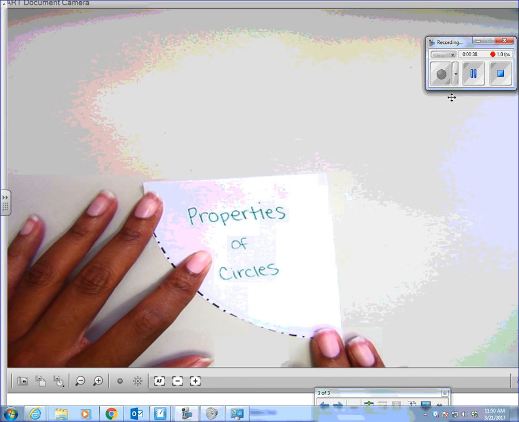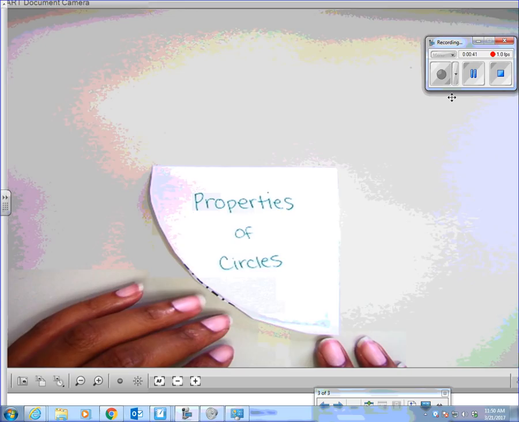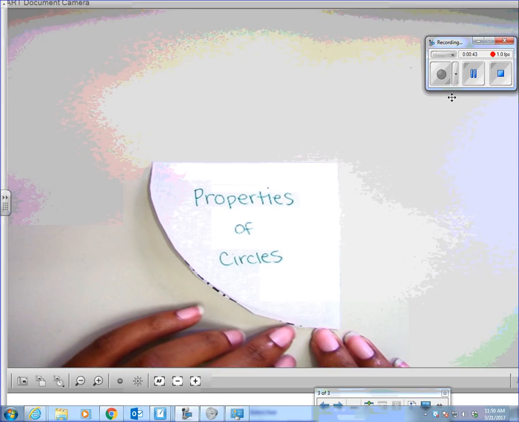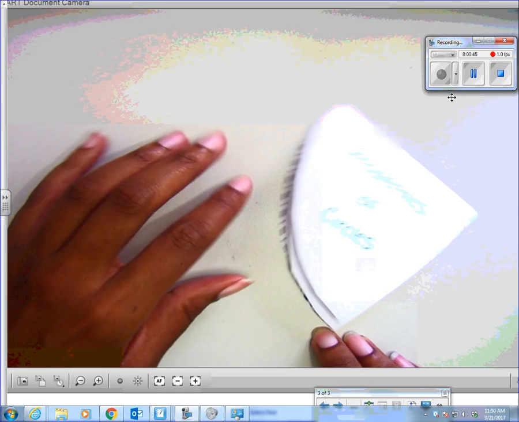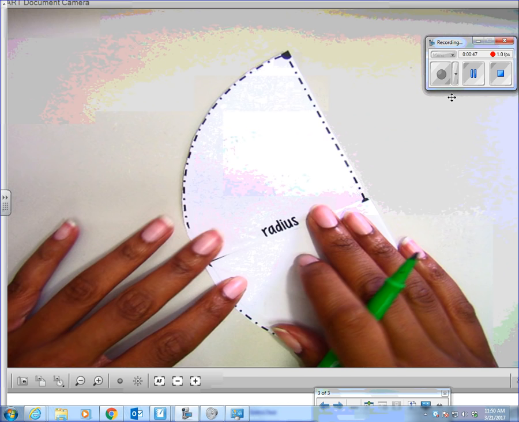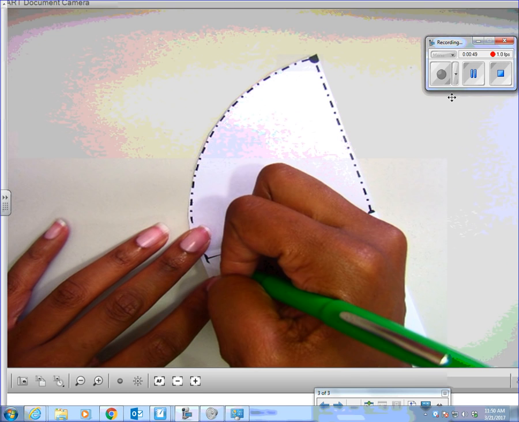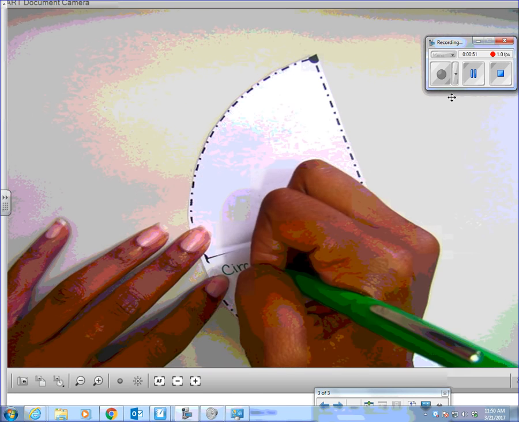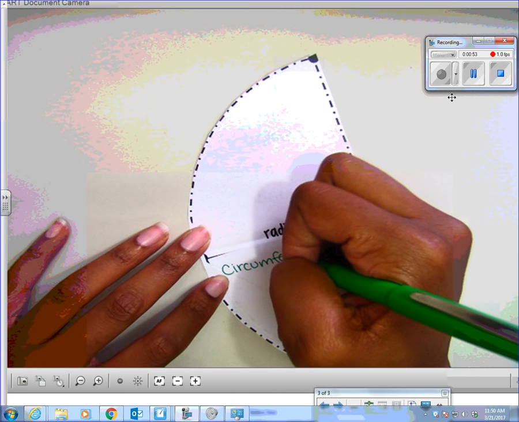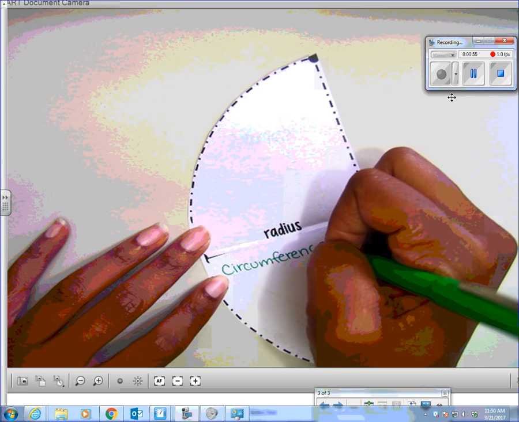Okay. So this is just going to be a little intro. Most of this should be review. So from properties of circles, the first thing I want you to make sure you know is the formula for circumference of a circle. Remember, circumference is going around the edge of a circle.